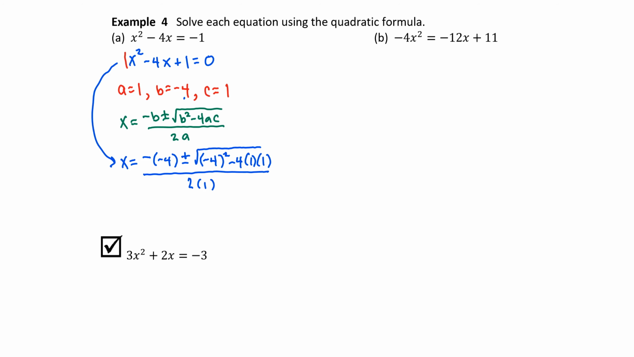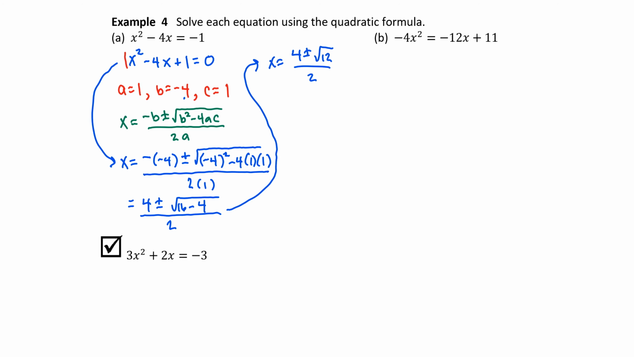Now that everything's plugged in, we are going to simplify with the order of operations. So our first term is a double negative. Negative negative 4 is positive 4. And under our radical, we have negative 4 squared, which is 16. And 4 times 1 times 1 is 4. So we have 16 minus 4, all divided by 2. Make sure you divide the whole thing by 2, not just part of that expression. So simplifying our radicand, 16 minus 4 is 12. So we have 4 plus or minus square root of 12 over 2.